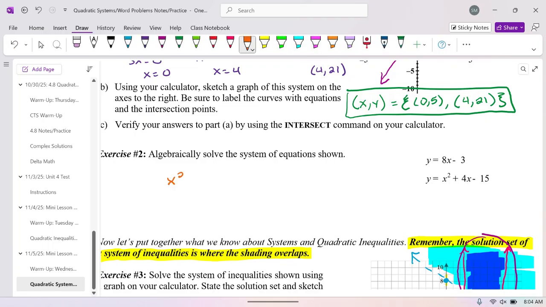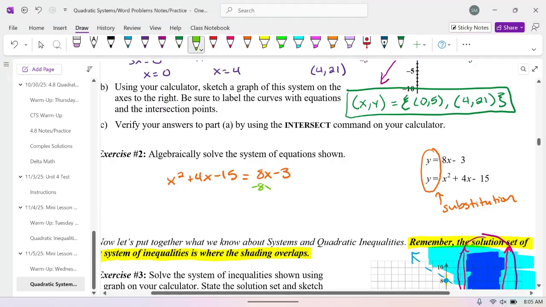So we're going to do x squared plus 4x minus 15 is equal to 8x minus 3. And the reason we do that is because both of them are equal to y. So by substitution, we can set them equal to each other. So then, just like Claire said, we go into the solving process. So we'll subtract the 8x and add the 3 to both sides.